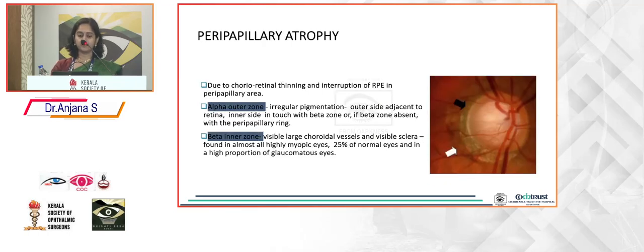Now about peripapillary atrophy, it is because of the chorioretinal thinning and interruption of the RPE in the peripapillary area. We have two zones. First is the beta or the inner zone, and the alpha or outer zone. In the alpha zone, there is irregular pigmentation, and this is in contact with the normal retina exteriorly and with the beta zone interiorly, and if the beta zone is absent, with the peripapillary ring. Now about the beta zone, here we have the larger choroidal vessels and the sclera visible. This can occur in normal eyes as well, and also in glaucomatous eyes.